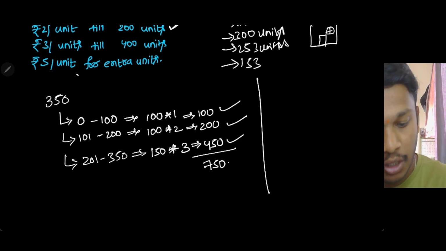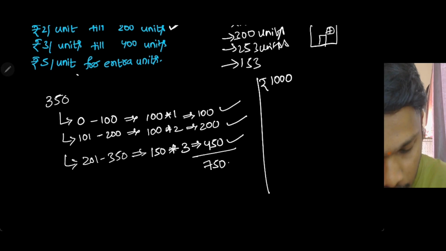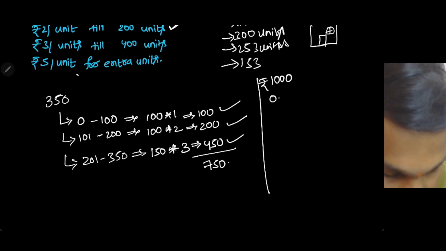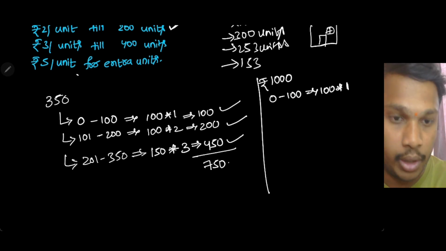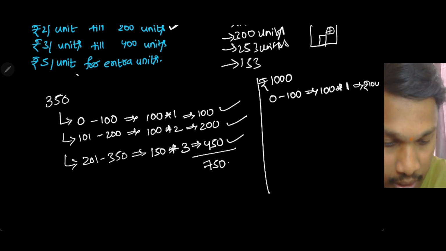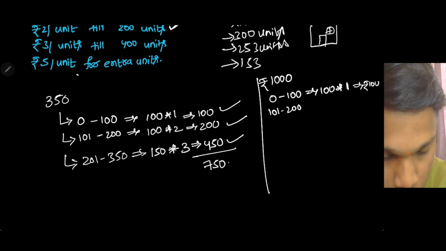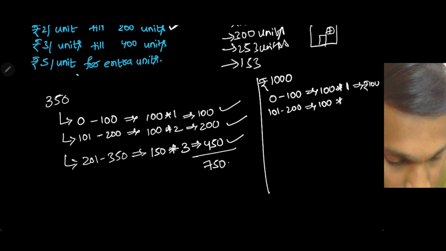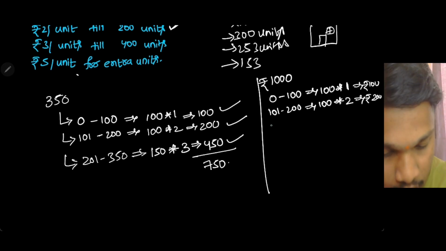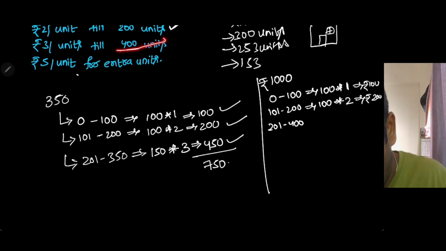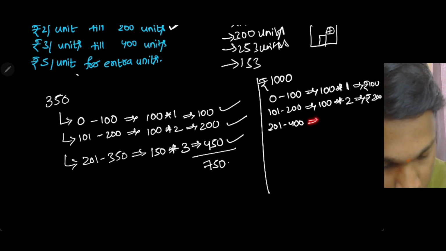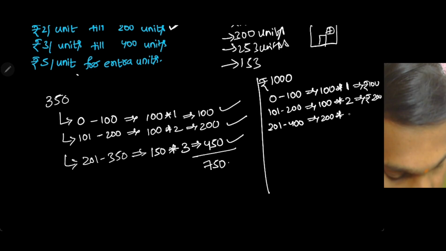For example, if he used 1000 units, how will he pay? First, 0 to 100, how many units? 100 units, and he needs to pay 1 rupee per unit, so he will pay 100 rupees. Next, 101 to 200, total 100 units. He will pay 2 rupees per unit, so for this he will pay 200. Next, 201 to 400. Why? Because they told till 400 units. Total 200 units times 3 rupees.